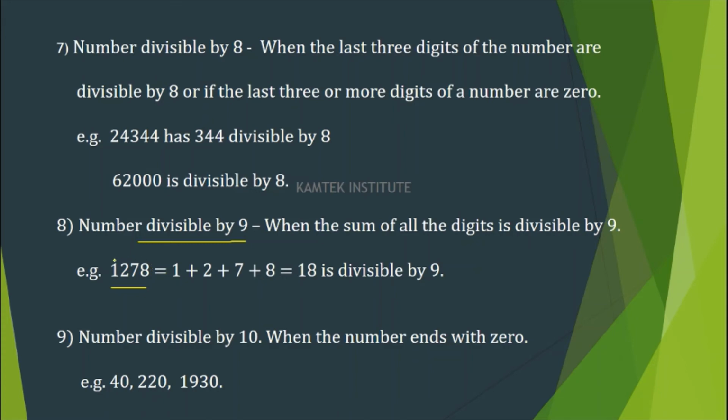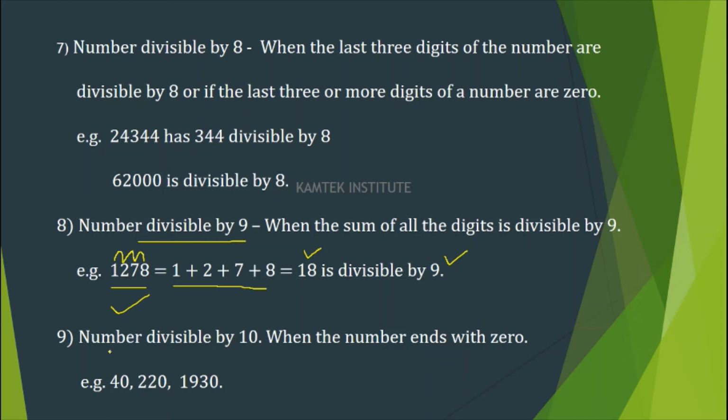So we're going to add these numbers, 1 plus 2 plus 7 plus 8. So 1 plus 2 is 3. 3 plus 7 is 10, and 10 plus 8 is 18, and we know 18 is clearly divisible by 9, so this number will also be divisible by 9.